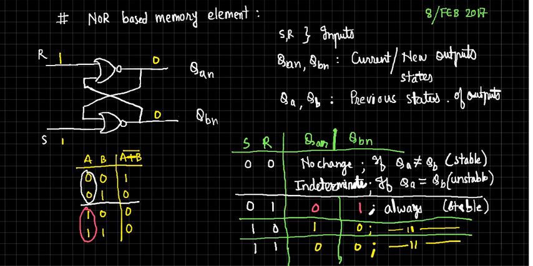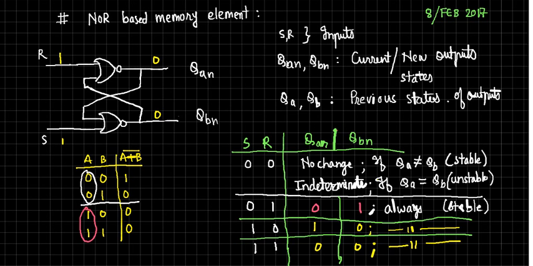Okay, it doesn't matter. You take the case where QA and QB are different, you are saying, or equal. No, see, when I am saying unstable, that means the output keeps shuttling. I mean, it keeps changing. Stable in the sense, it won't change anymore. So here it was changing.